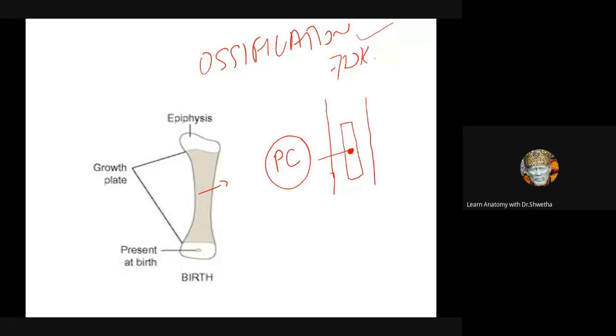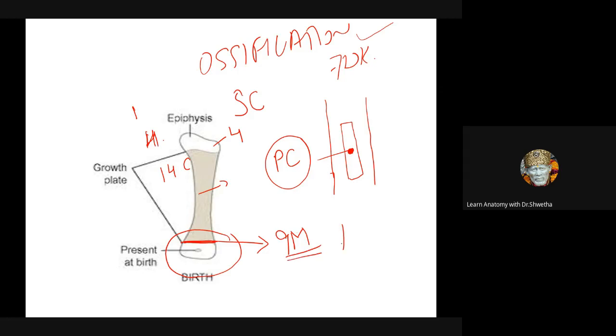After birth, secondary centers will usually be formed, but there's an exception, I will tell you. The head of the femur is formed around 1 year, greater trochanter around 4 years, lesser trochanter around 14 years. Now comes your MCQ question. The lower end of the femur, the epiphysis is here. The lower end secondary center appears at the ninth month of intrauterine life. It appears before birth. What is the importance of this?